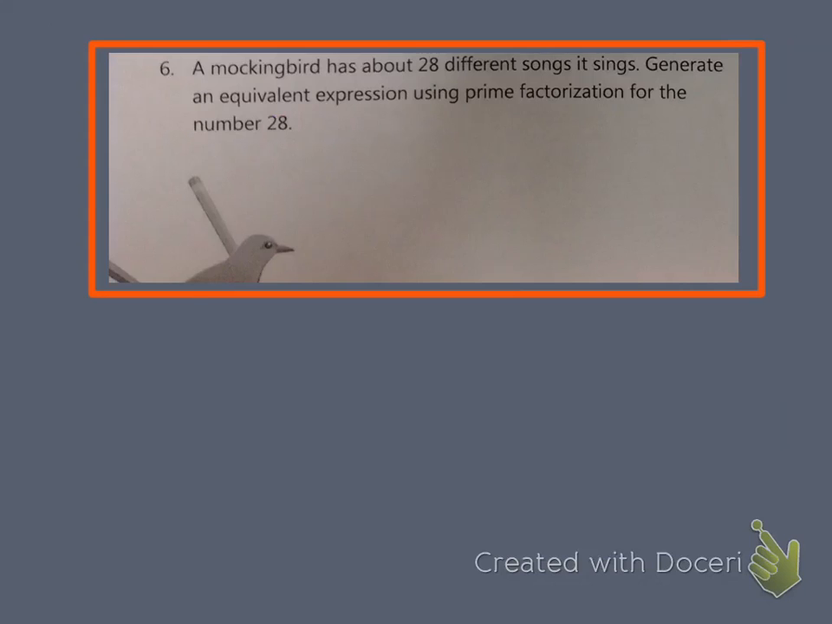And our last question, a mockingbird has 28 different songs it sings. Generate an equivalent expression using prime factorization for the number 28. So that means it just wants you to take 28 and create a factor tree. And then at the end, you're going to put 28 equals, and you will write the notation combining all of the numbers.